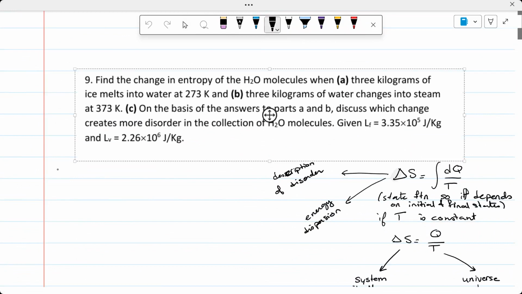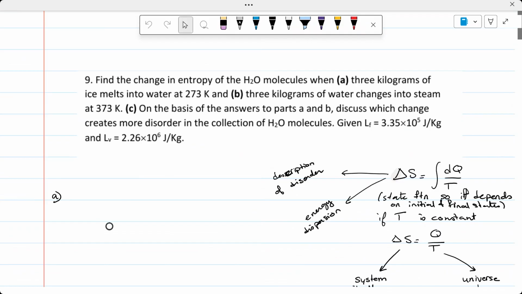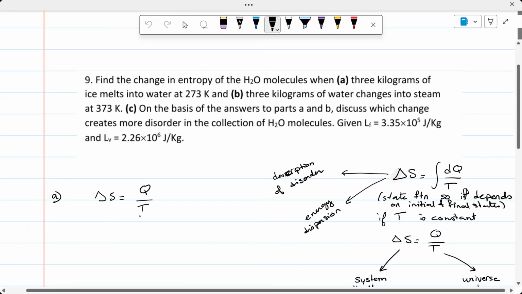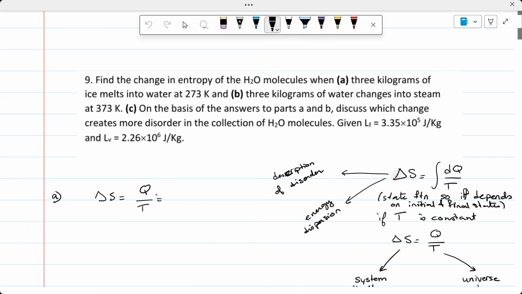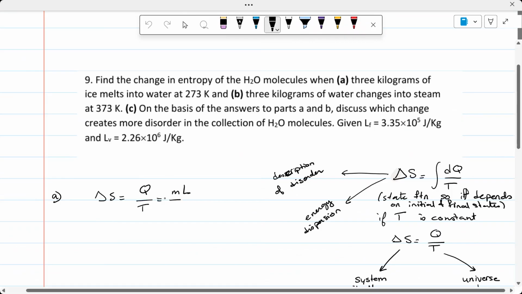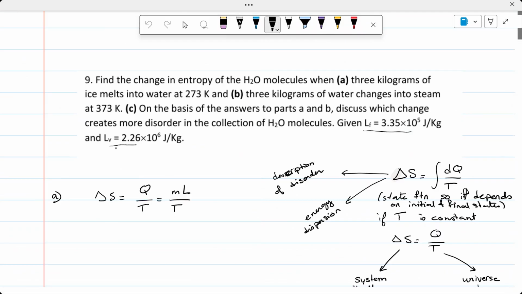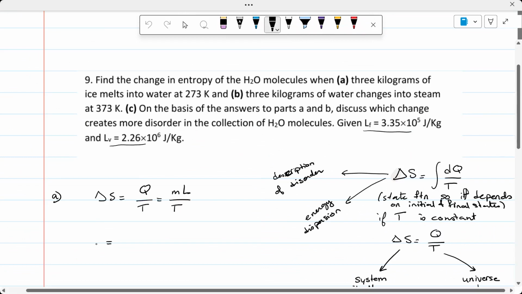I'll just start with the general formula. One super privileged thing about phase change is that the temperature is constant. So I can simply write delta S to be whatever Q I'm adding or removing divided by the constant temperature of the system. For the phase change, Q is simply equal to mL. I'm given the latent heat of fusion and the latent heat of vaporization. So I'll just substitute for the first part.